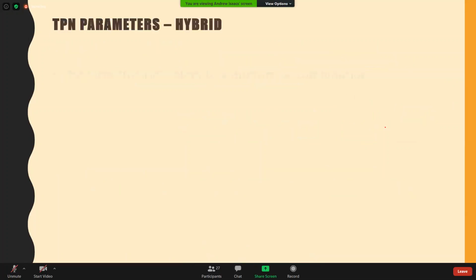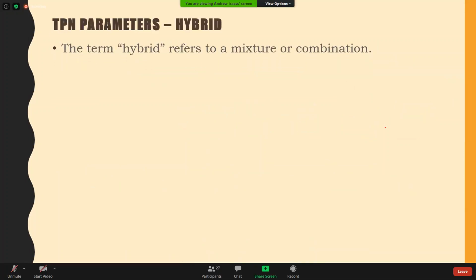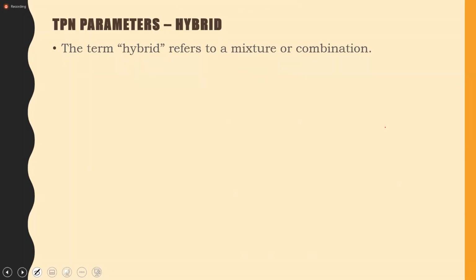The first one being what we call the hybrid parameters. Now the term hybrid, whether we're dealing with a car, whether we're dealing with animals, hybrid simply means mixture. All right. So whereas for the admittance parameters, we were looking at the input currents in terms of the output voltages, and for the impedance, we were looking at the voltages in terms of the currents.